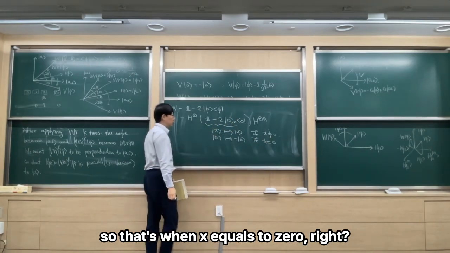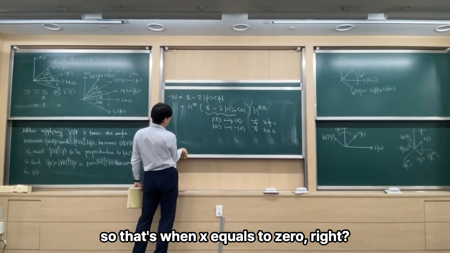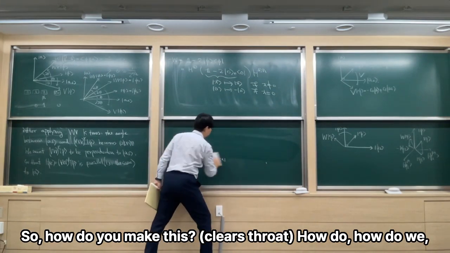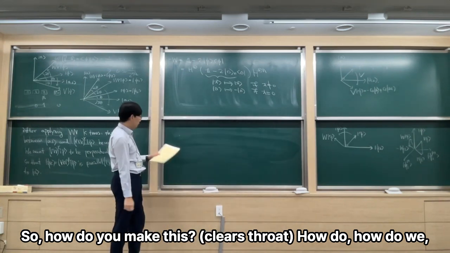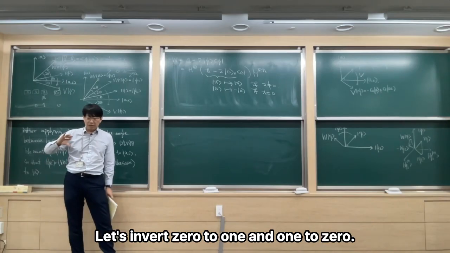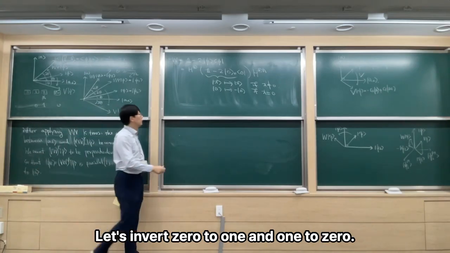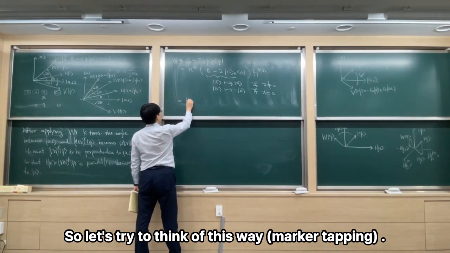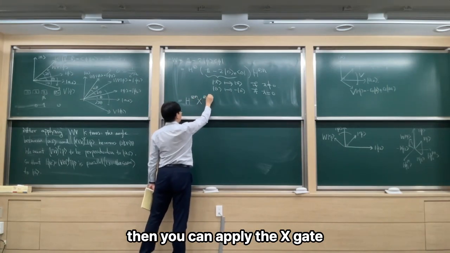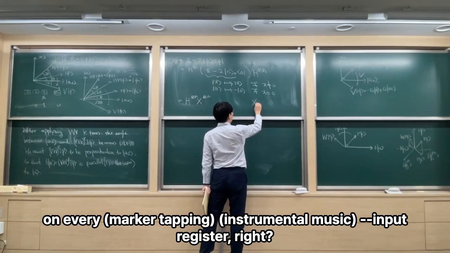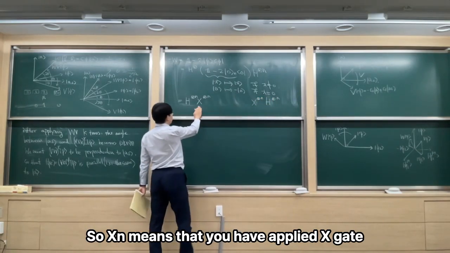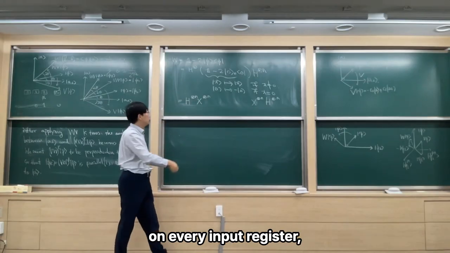So that's when x equals 0, right? So how do you make this? How do we do this? Let's invert everything. Let's invert 0 to 1 and 1 to 0. So let's think of it this way: if you want to invert things, then you can apply the X gate on every input register. Right? So Xn means that you have applied the X gate on every input register.